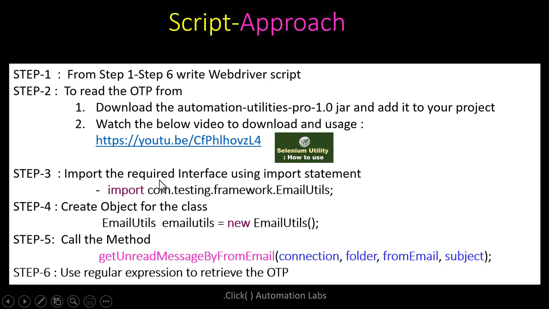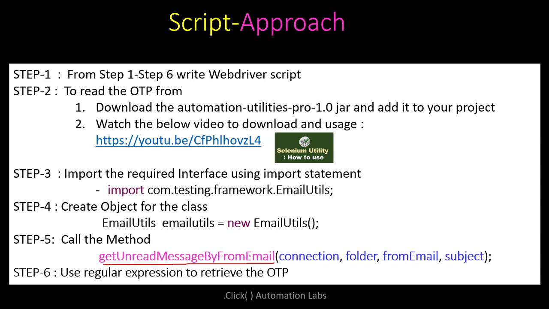In this jar file, we have a class called EmailUtilities. Just type a few letters and press Ctrl+Space, and it will import the class. This is com.testing.framework.EmailUtilities, and it has a method called getUnreadMessageByFromEmail. This will retrieve the latest message which is unread. If it is already read, it won't be retrieved. It will capture the unread message by the from email ID.